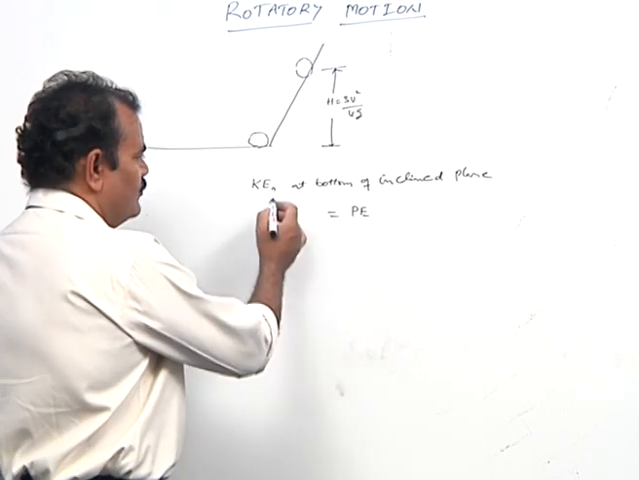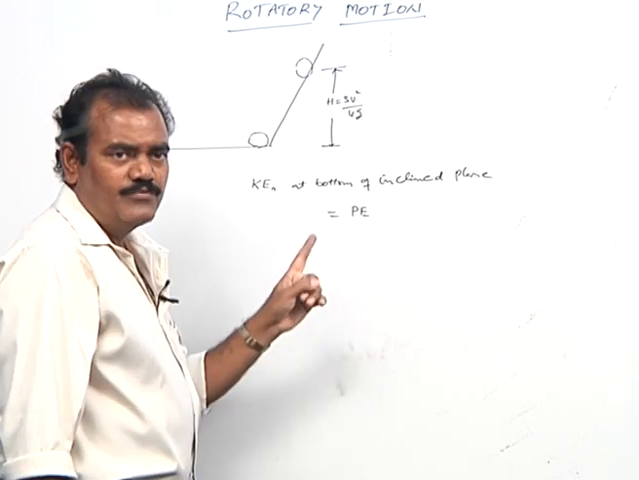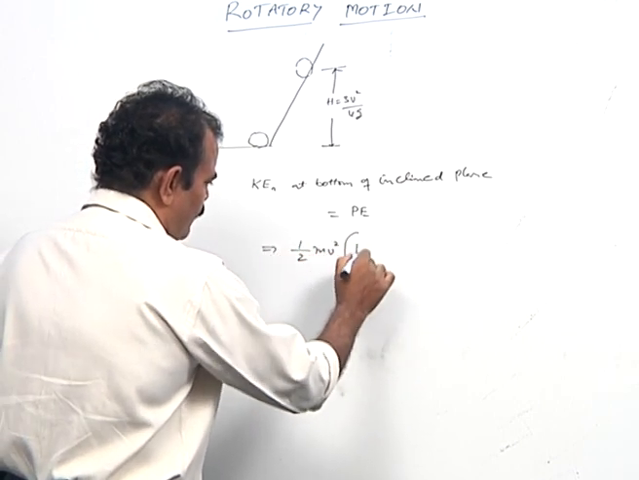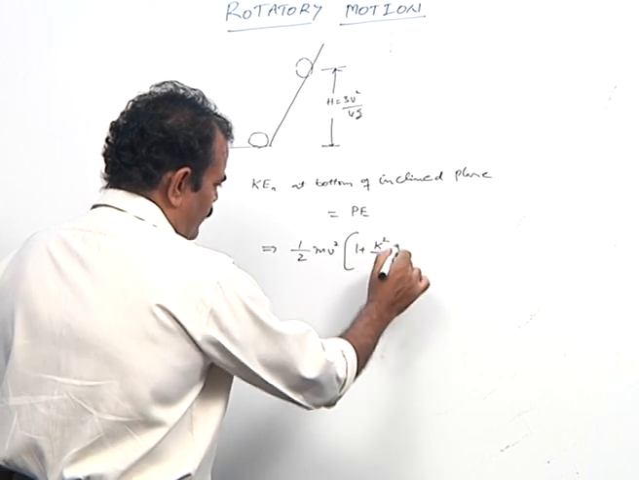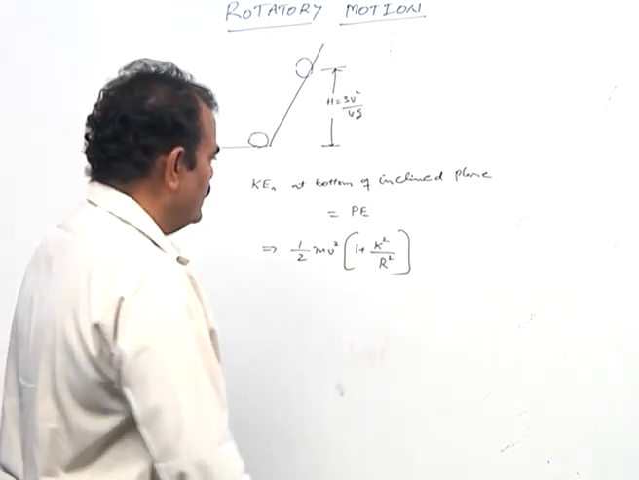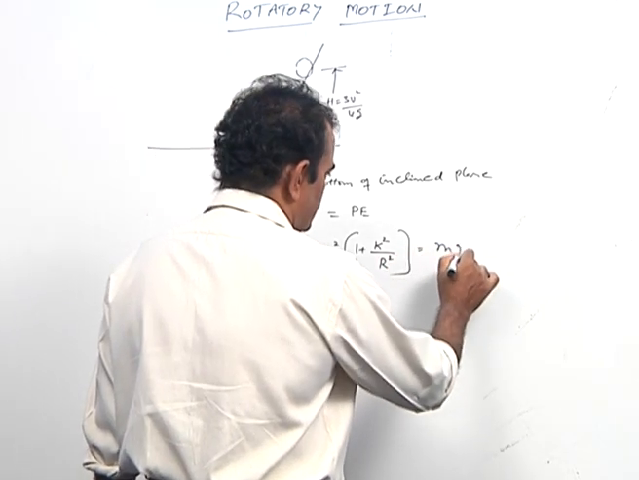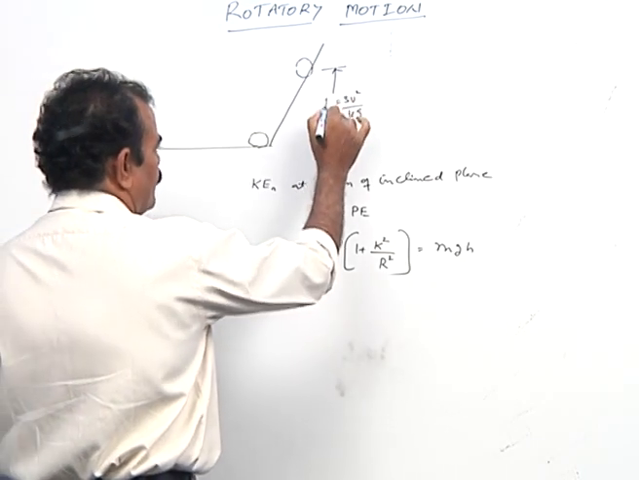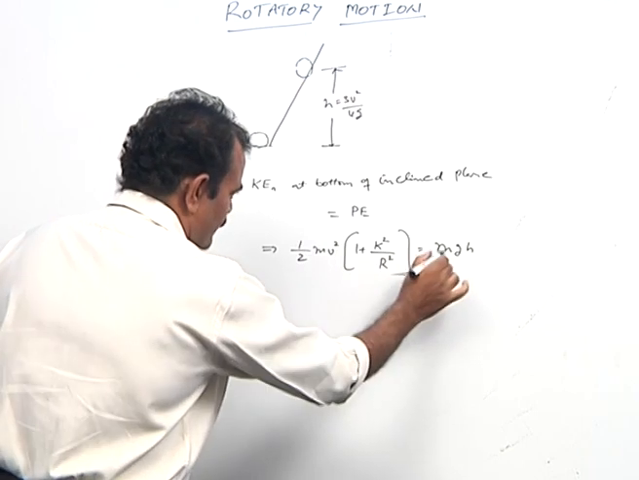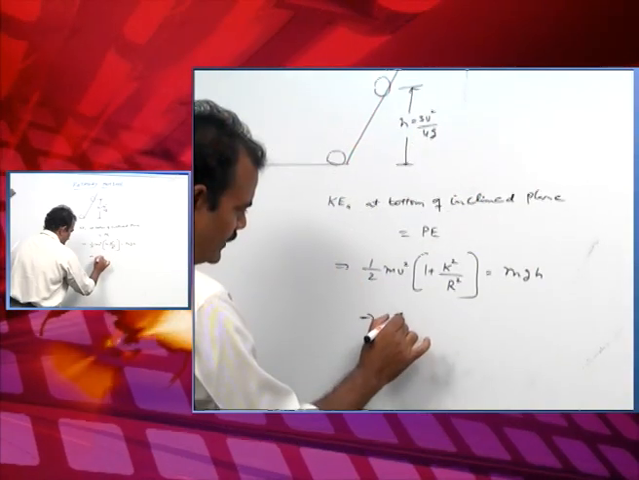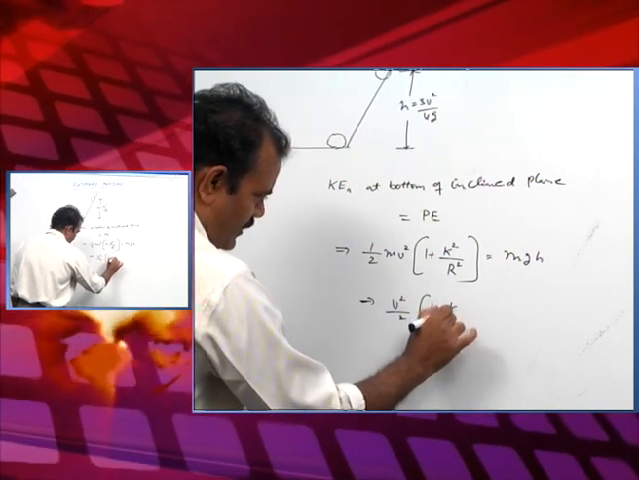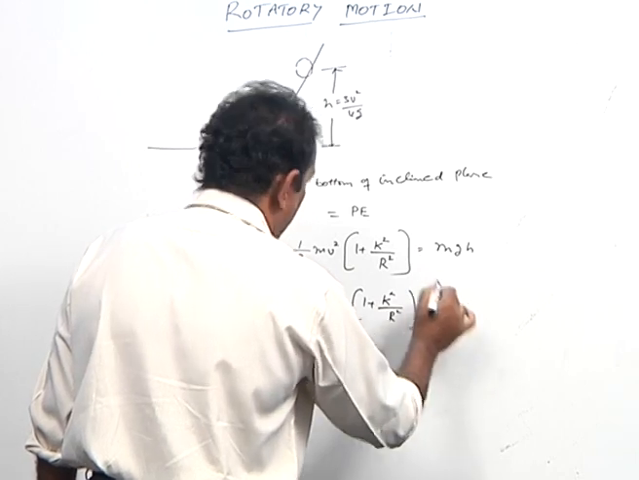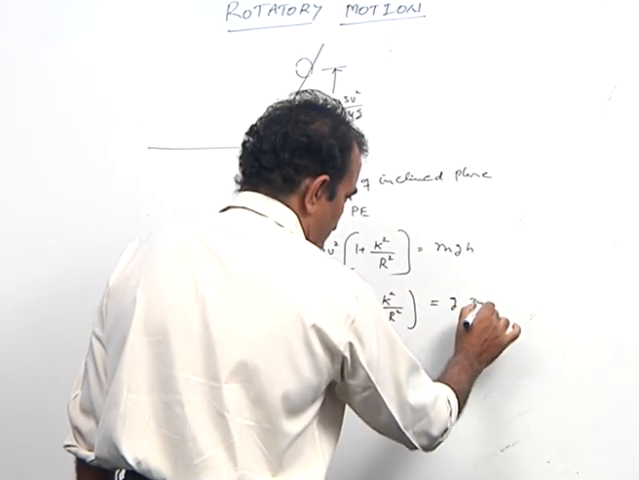In this case, the rolling body at the bottom of the inclined plane has energy half mv² of (1 + k²/r²), and thereafter PE is equal to mgh, where the h value is already given to you, and that h is nothing but 3v² by 4g. So m will be cancelled, and it is v²/2 times (1 + k²/r²), and thereafter it is g, and in place of h we can apply 3v² by 4g.